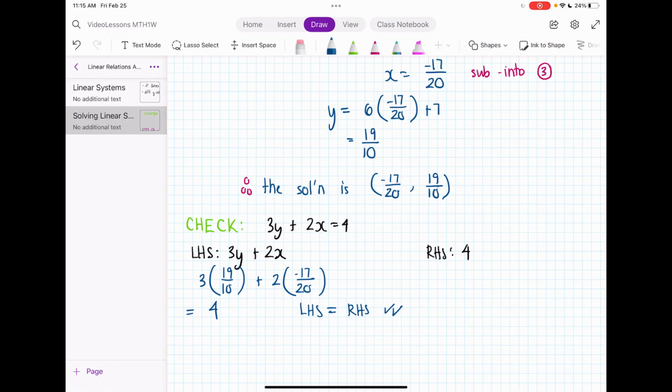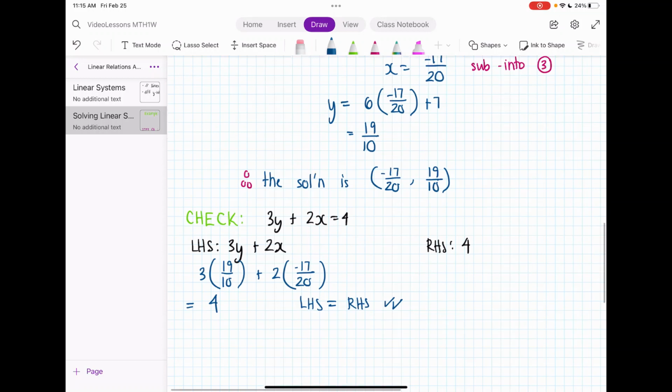Okay, you don't have to do a check all the time. You only have to do a check if we ask you to do a check. But this is nice for yourself because you could always check your answers yourself and know if they work.